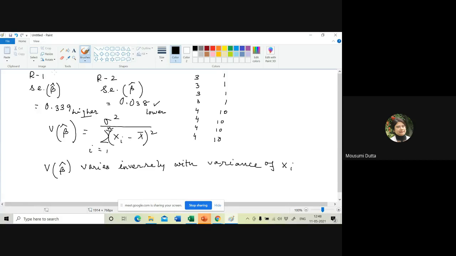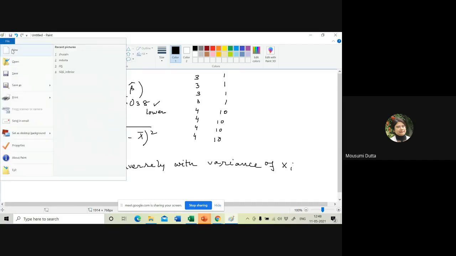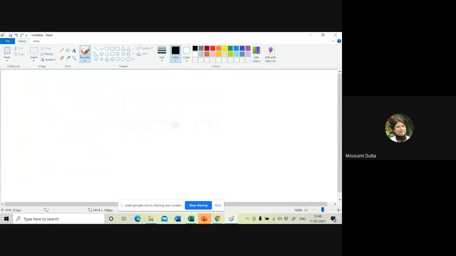So I'm repeating. Since the variance of regression coefficient, I think those who will not be able to check two screens simultaneously, it will be best if you write the statement. Okay, because there are many things here, so it will be best if you write it down.